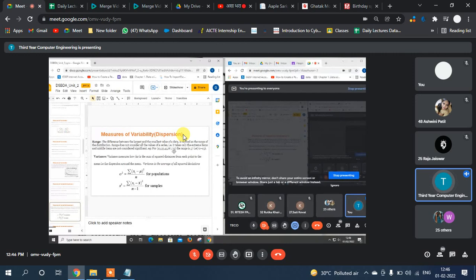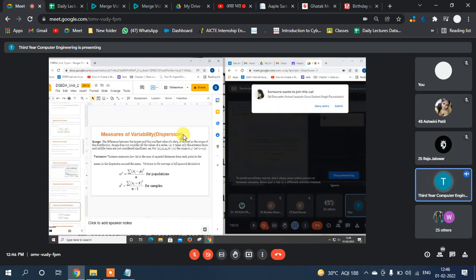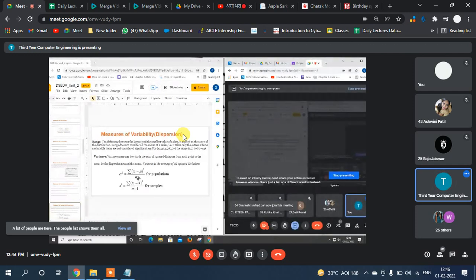N minus 1, where N represents the number of observations. N minus 1 is for samples and N is for the population. We don't have any derivation of these formulas, so we don't need to worry about why it is N minus 1 and why it is N, because we are using that formula. We are not going to derive it. It has already been derived in mathematics, so we don't need to derive these formulas in data science. We have to use the formula.